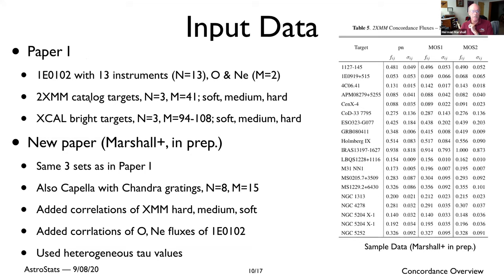And in the new one, we have the same data sets as before. But we've added Capella with essentially eight different instruments because there are plus or minus one orders on either side, with 15 different observations because they were a function of time. We've added correlations of the band passes between the hard, medium, and soft. We've added correlations for E0102, and we've used these heterogeneous tau values that I showed on the previous slide.